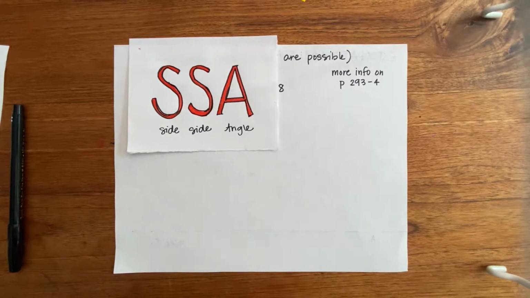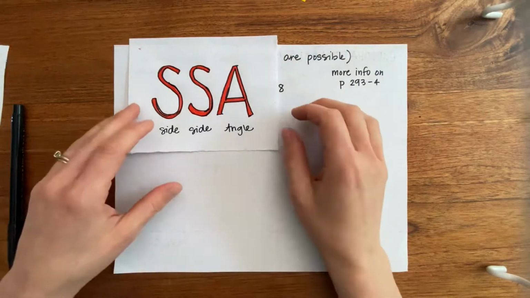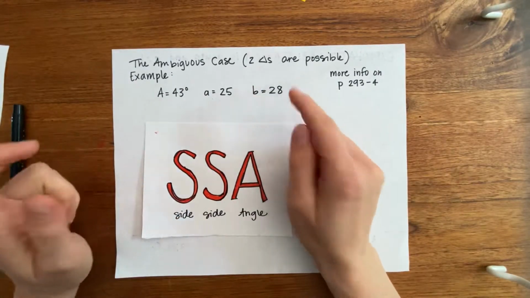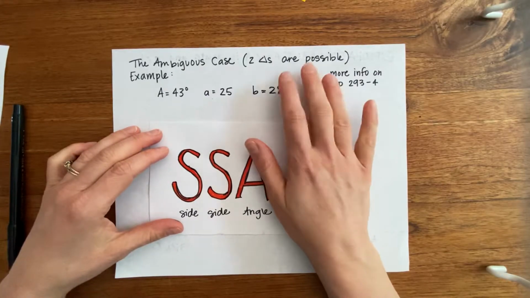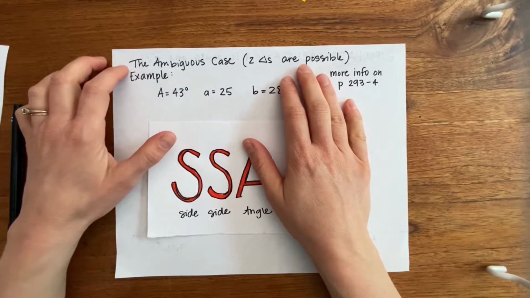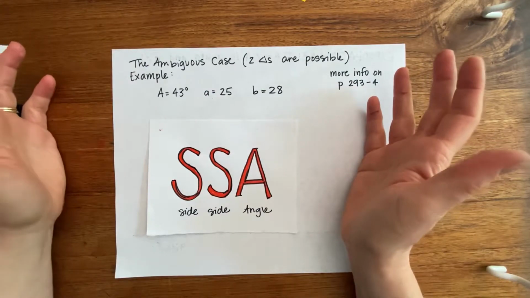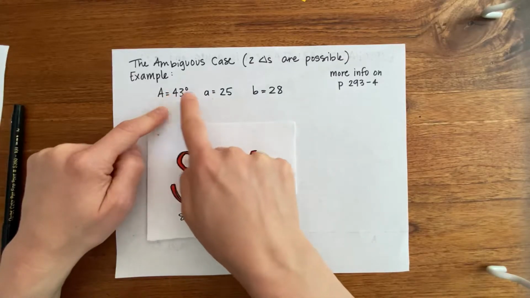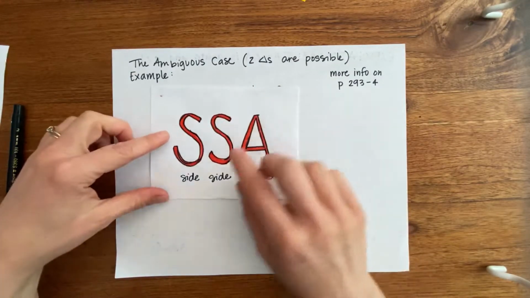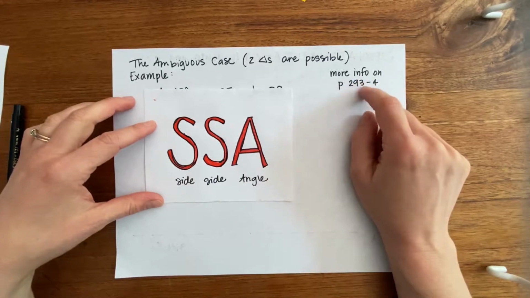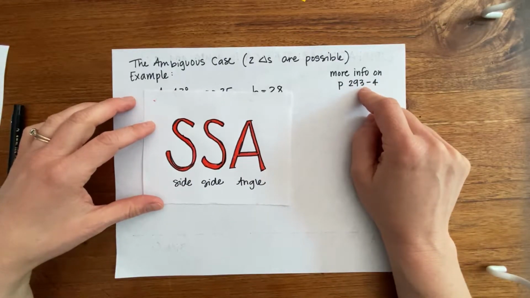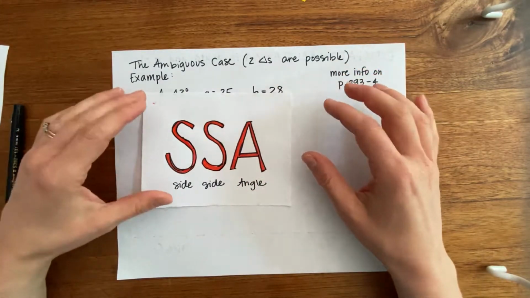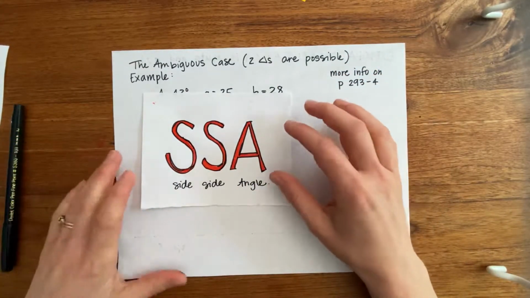All right, so we're going to go through an example of a time where you have two possible triangles, and we call this the ambiguous case because we don't know which one we're dealing with. Now, this is all the information you're given, an angle and two sides, right? Remember, we're side side angle. And there's more information in your book on page 293. It goes into a little bit of detail.